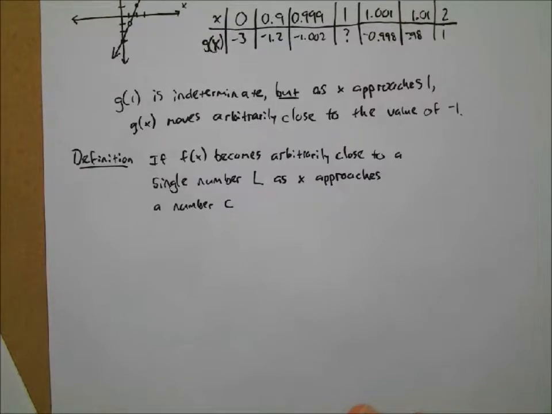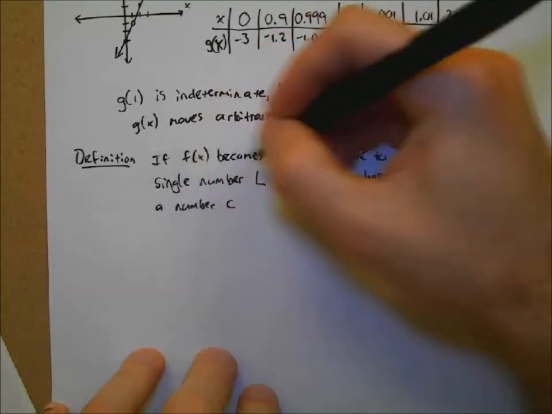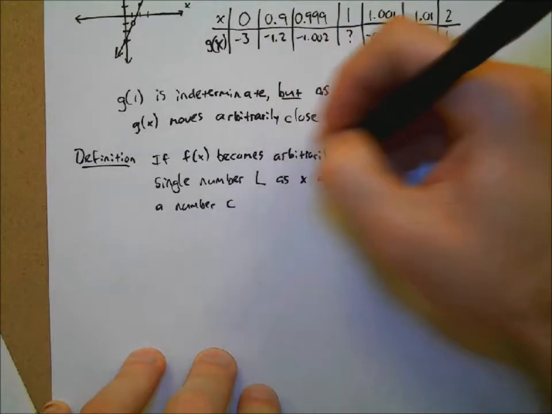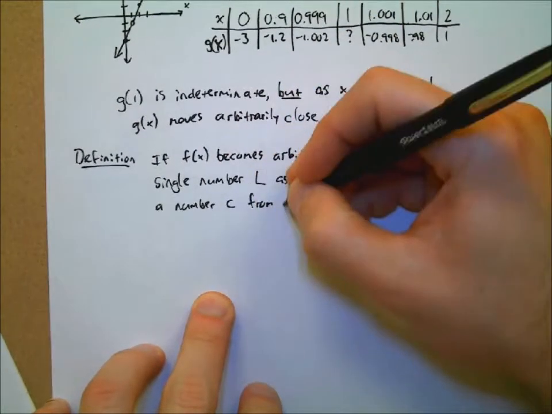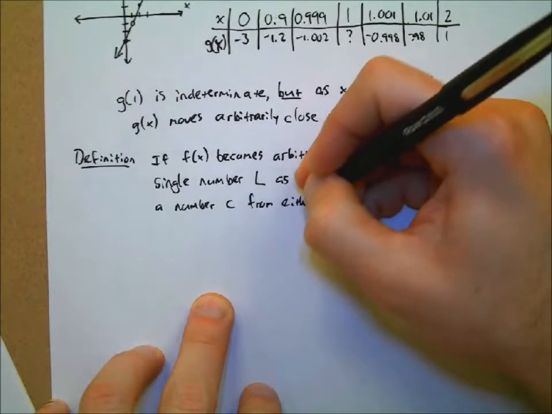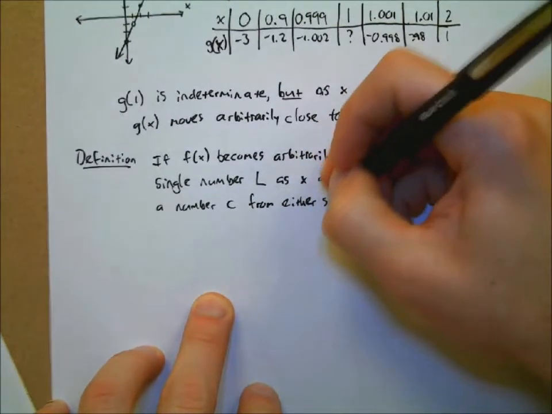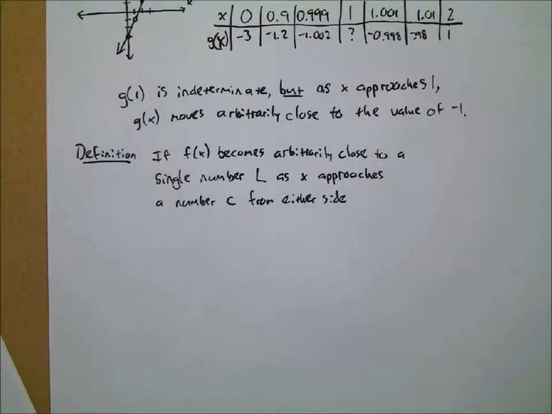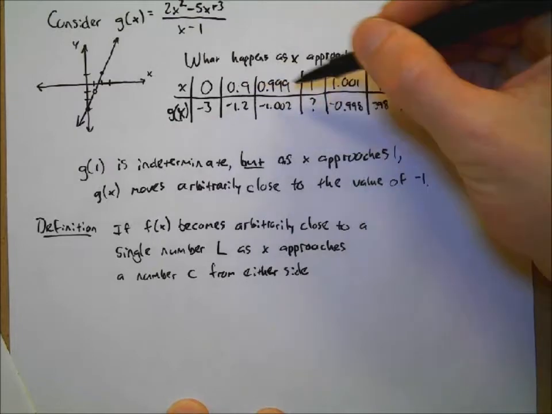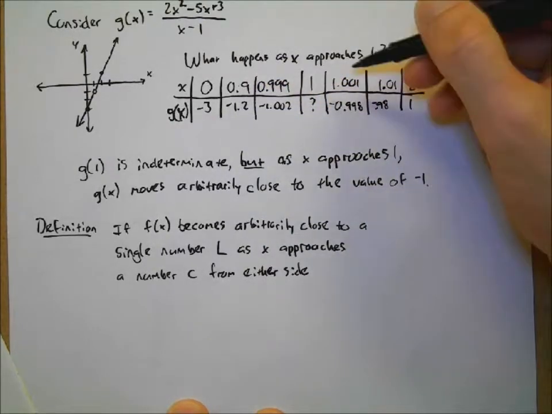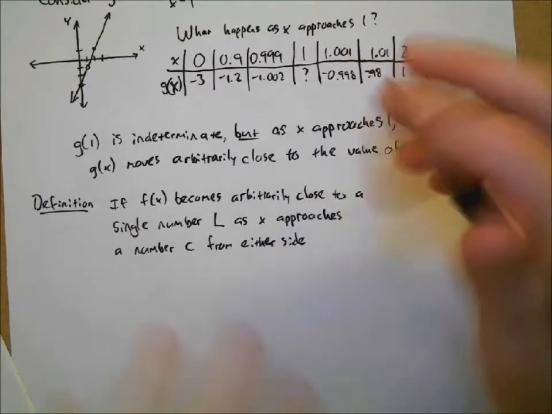So if f of x becomes arbitrarily close to a single number L as x is approaching a number c from either side, the idea there is that you can approach c from values that are less than c, and you can approach from values greater than c, which is what we did here. We approached 1 from values less than 1, and from values greater than 1. So you have to do it from both sides, or it has to agree with both sides.